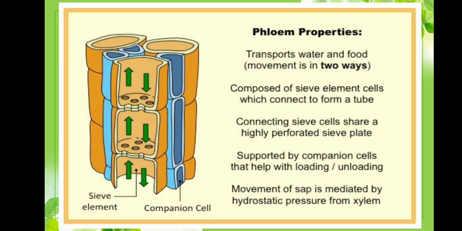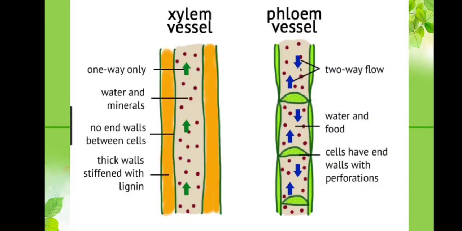Phloem properties: they transport water and food. The movement is in two ways, composed of sieve element cells which connect to form a tube. Connecting sieve cells share a highly perforated sieve plate. These phloem components are supported by companion cells that help with loading and unloading of the food materials, the stored food materials. The movement of sap is mediated by hydrostatic pressure from xylem.